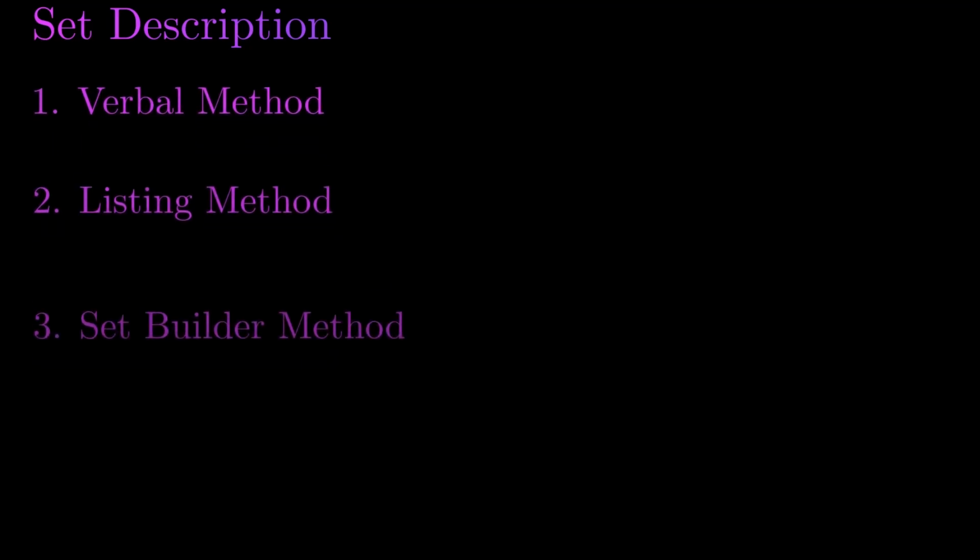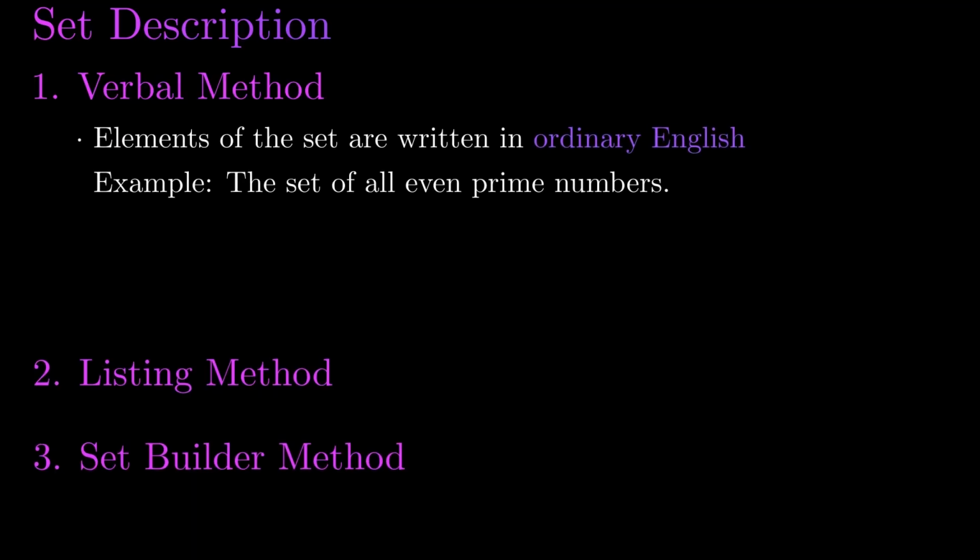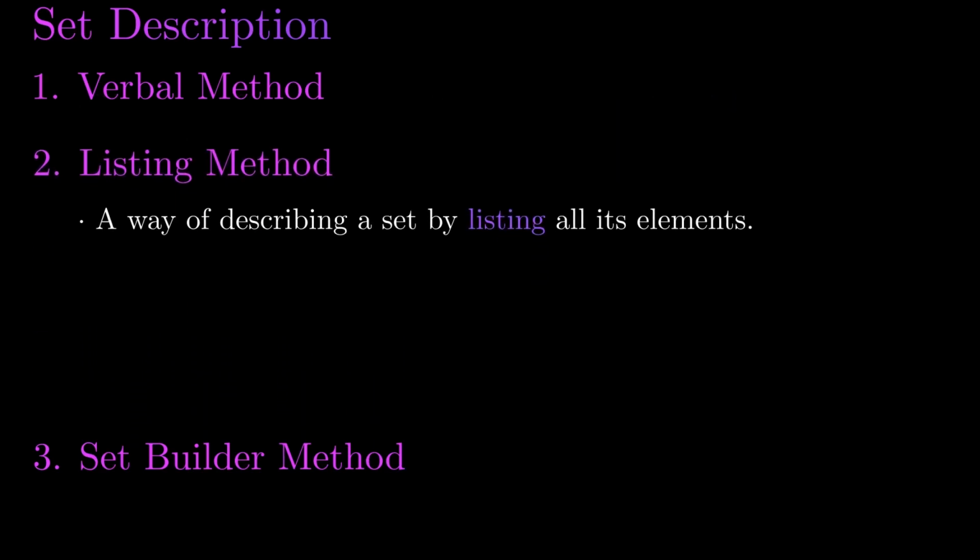Now, how do we actually describe one? There are three main methods. First is the verbal method. This is just using a plain English statement to describe the elements. Second, we have the listing methods. This is where we explicitly write out the elements inside set braces. This method has two flavors.